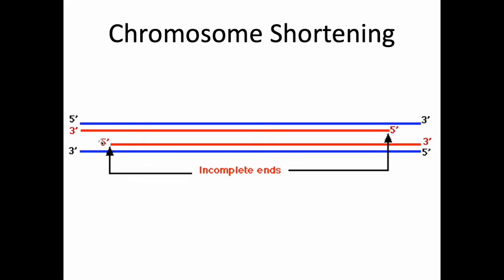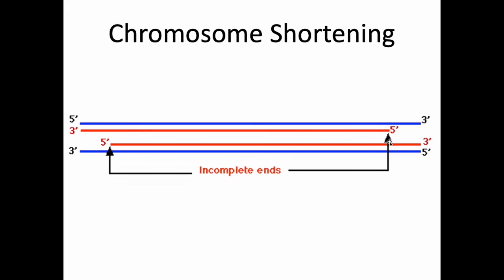What about the very first primer here on the leading strand, the very edge of the chromosome? And what about the very last primer here on the lagging strand? How are we going to replace those? Let's think about this and look closely at the labels here. There was an RNA primer here. You could remove it, but how are you going to fill this in?